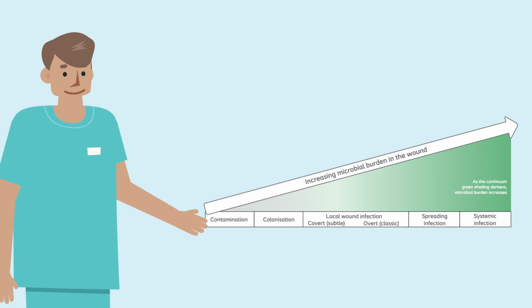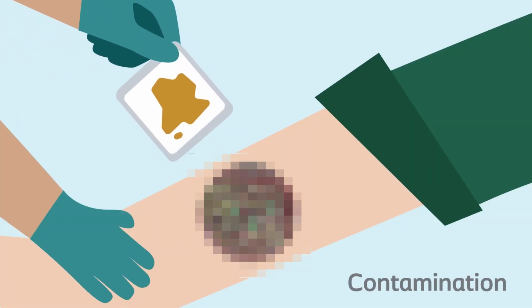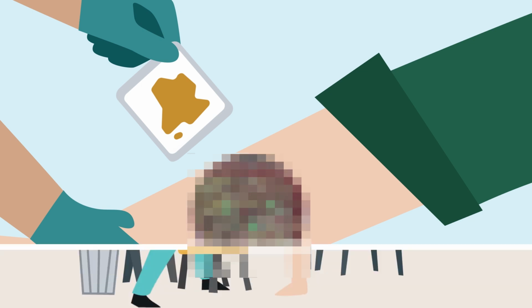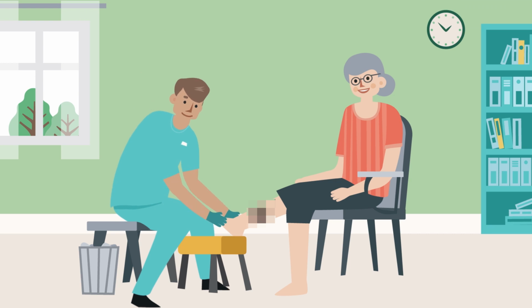The IWII Wound Infection Continuum represents various stages of microbial presence in a wound that increases in severity. First stage, contamination. Microorganisms are present within the wound but are not proliferating. This means that the microorganisms are not multiplying at a rapid pace. No delay in healing and no signs of infection are observed. In this stage, the person will not be affected by the microorganisms.